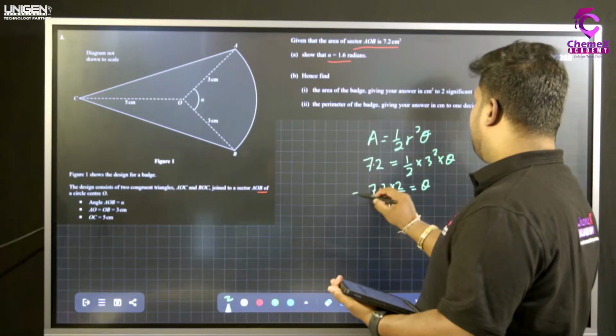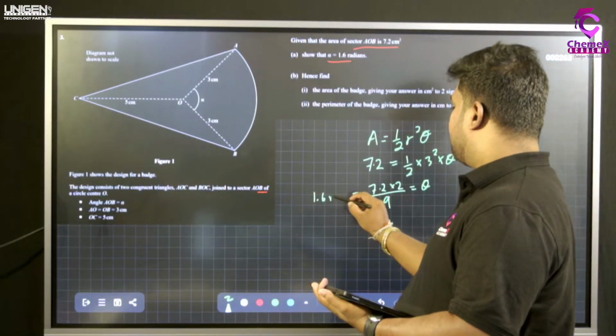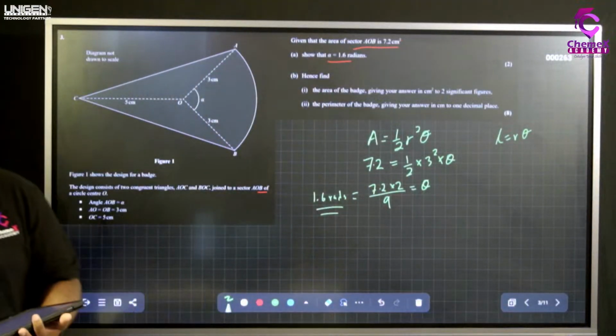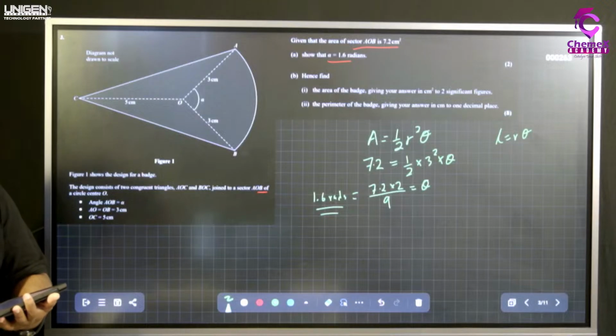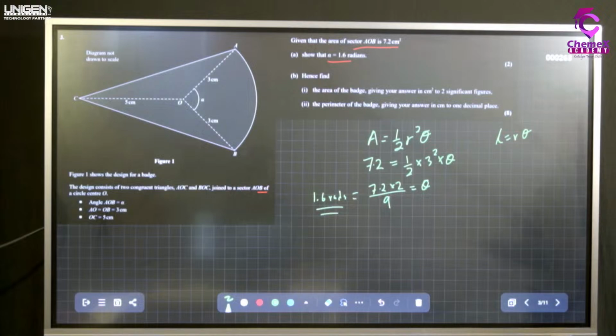So what is the theta value? 1.6. Right. Did you understand or not? Understood, sir. Okay. Hence find the area of the badge, giving your answer to two significant figures.